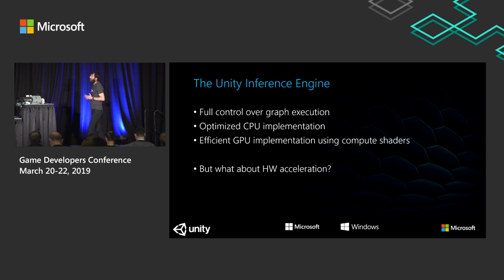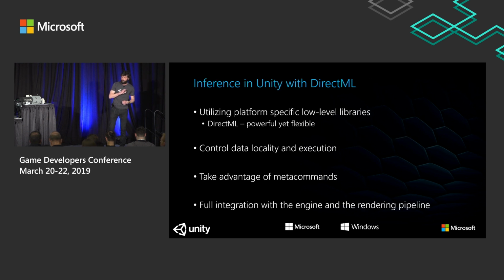But several hardware platforms provide additional acceleration, like the meta commands that were mentioned earlier. So how can we tap into that? In the back end of our inference engine, we've developed the ability to plug in specific platform low-level libraries like DirectML in order to achieve better hardware acceleration on these platforms. We've decided to utilize DirectML because it allows us to harness the hardware acceleration on Windows platforms while still maintaining the benefits I mentioned before: data locality and control over the execution.